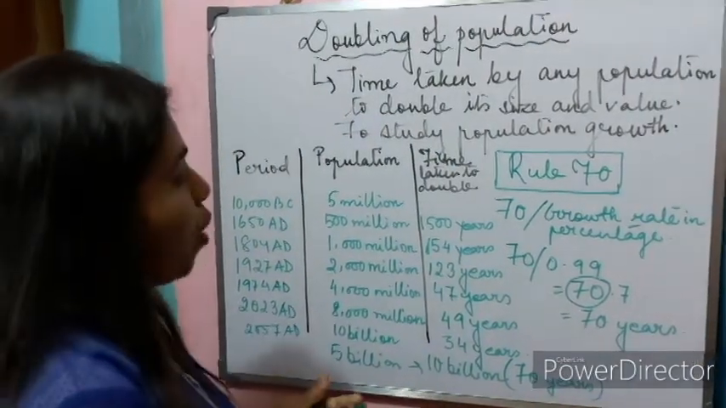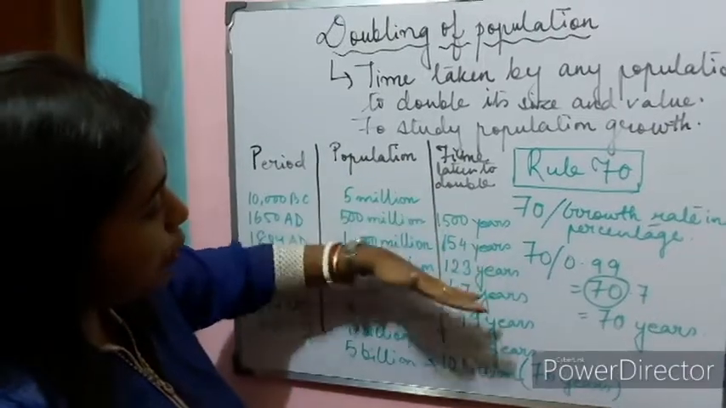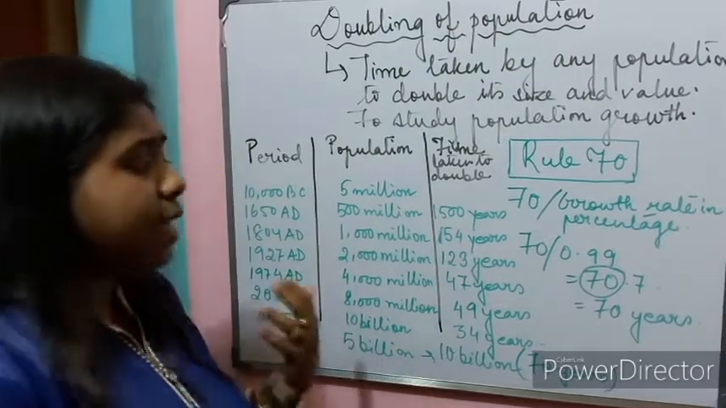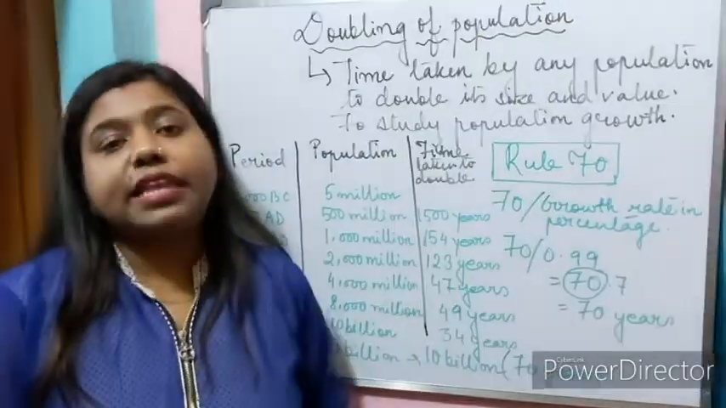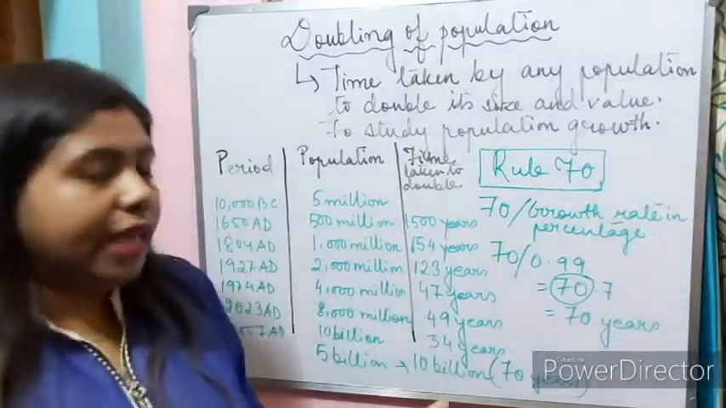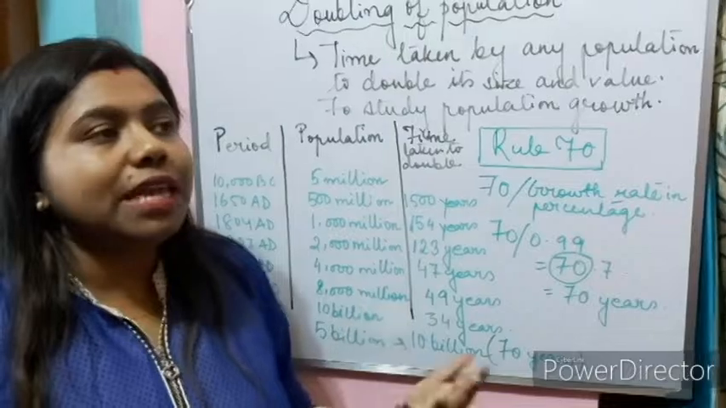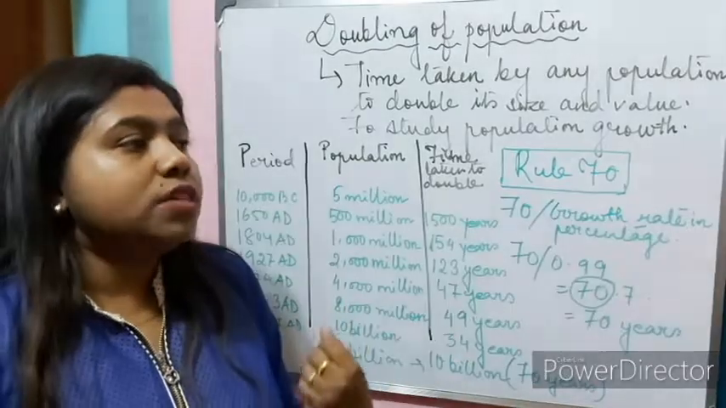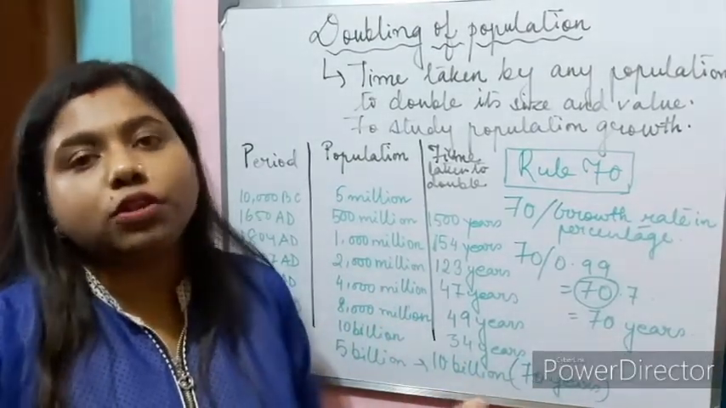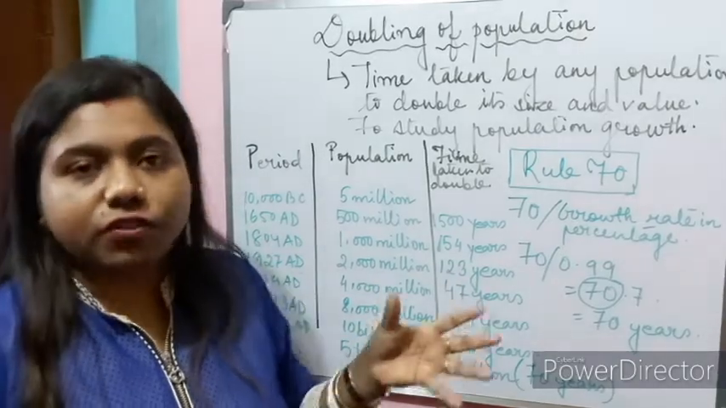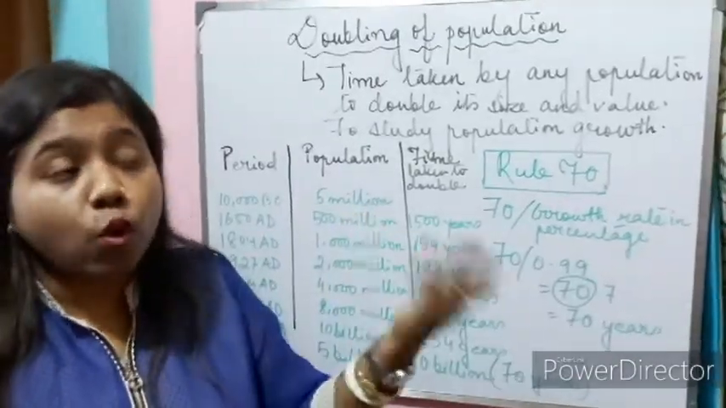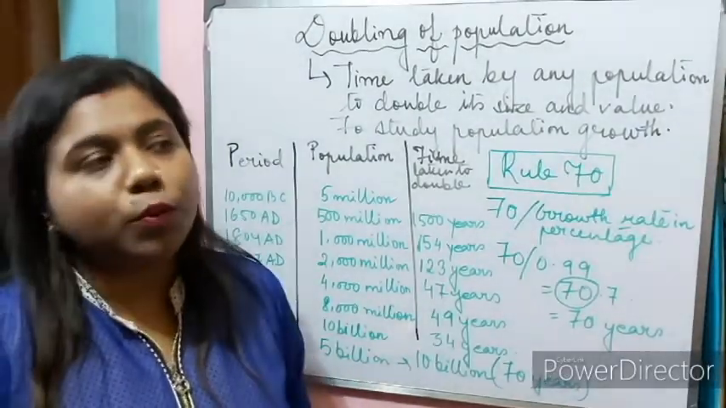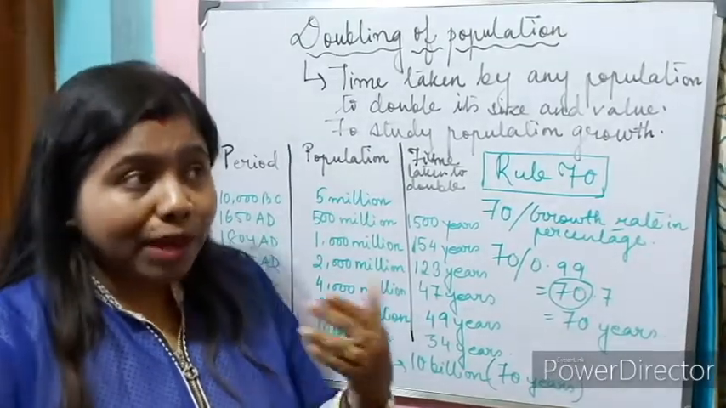Now, we can see how the doubling time of population is reducing. That means it is taking fewer years to double its population. This doubling of population is not the same in developed and developing countries. In developed countries, like Europe, it will take more than 100 years to double its population. In the case of the USA, it will take 134 years. These developed countries will take much more time to double their population compared to the developing countries. For example, Afghanistan will take 31 years to double its population.